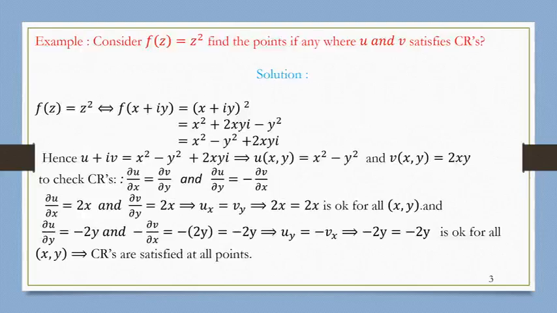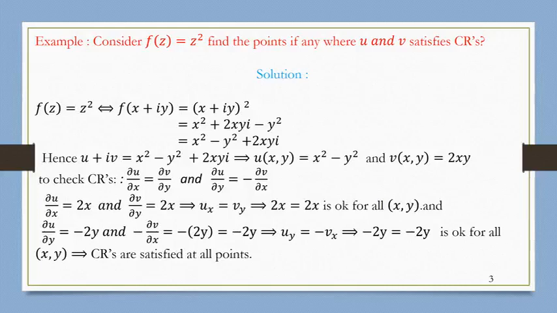Okay, let's see these examples. In this example, consider f(z) = z². The question here is to find the points where u and v satisfy the Cauchy-Riemann equations. To solve this example, we start with the function f(z) = z².